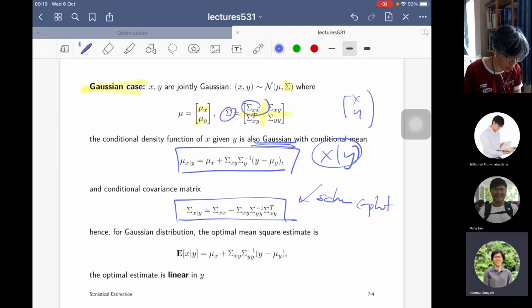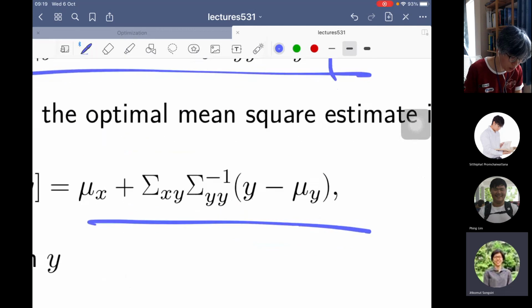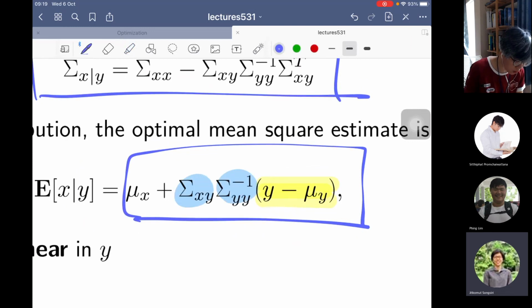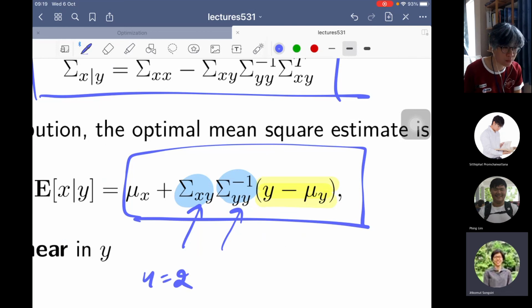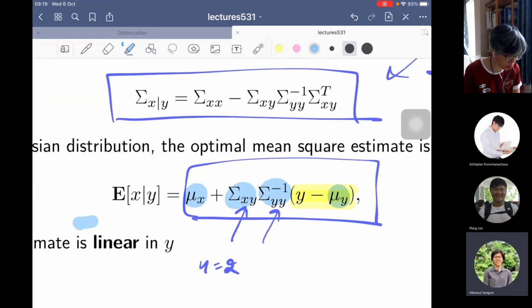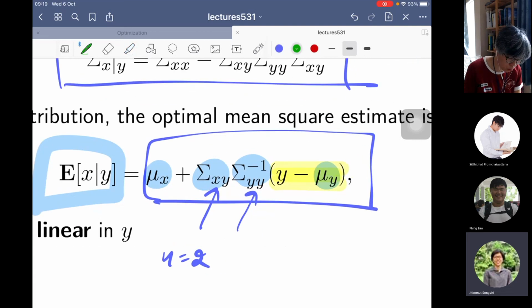So the result is very simple. When x and y are jointly Gaussian, the best way of estimating x when y is given is the conditional mean. And when we look at the conditional mean expression, we see that this is a linear function in y. In order to compute this value, you must know the cross covariance between x and y and the covariance of y. For example, when y is 2, the term that I circled in blue must be known in order to compute the conditional mean. When y equals 2, you just plug it in.